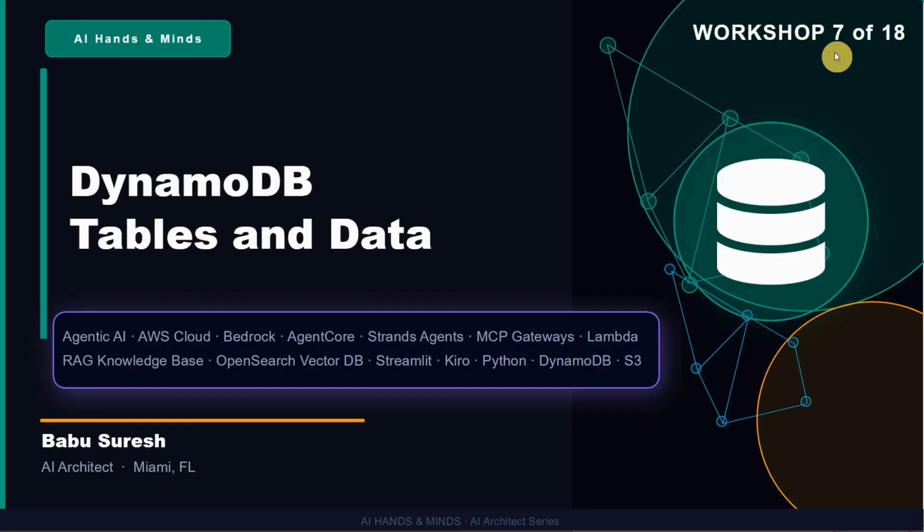If you are new here, this is part of a 14-part workshop series where we build a complete AI-powered auto insurance agent from scratch using AWS Bedrock AgentCore, Strands, Gateway, MCP, and RAG. Each workshop builds directly on top of the previous one. So I highly recommend you watch the previous workshop first. The link is given in the description below.